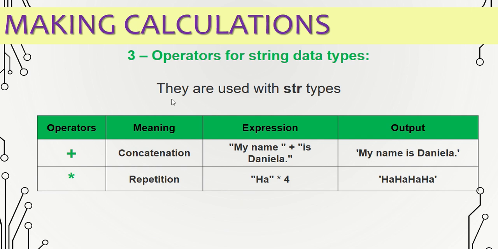Then we have operators we use with string types. We have a plus and a times. In concatenation, we usually don't use this to print, but to assign to a variable. For example, a sentence equals my name plus is Daniela, and then sentence is equal to my name is Daniela. Repetition, ha times 4. If we do that, we will get ha ha ha ha. 4 times ha.